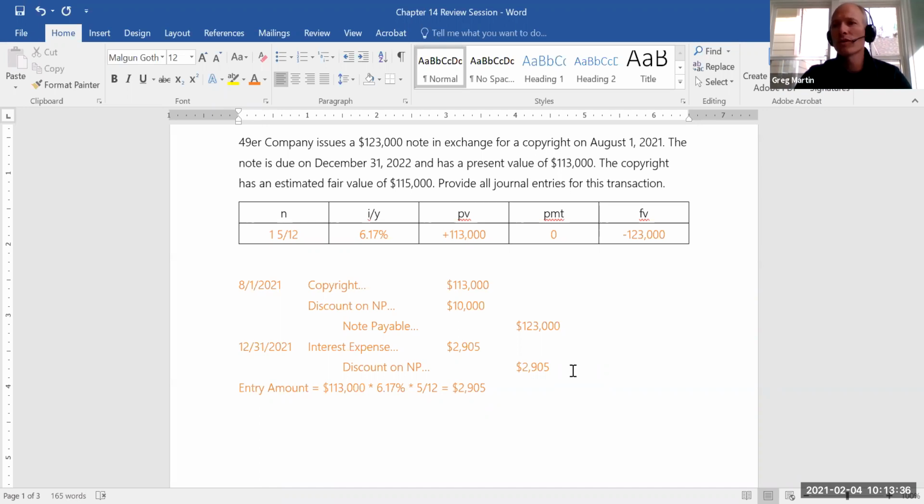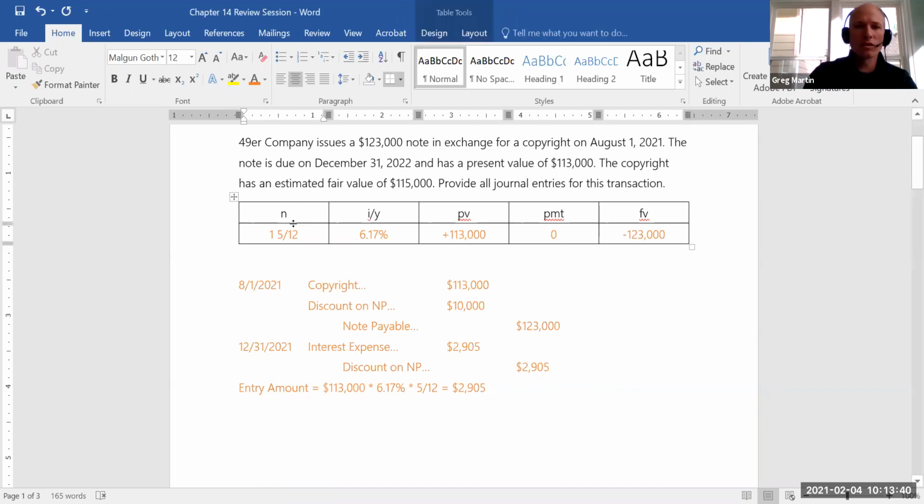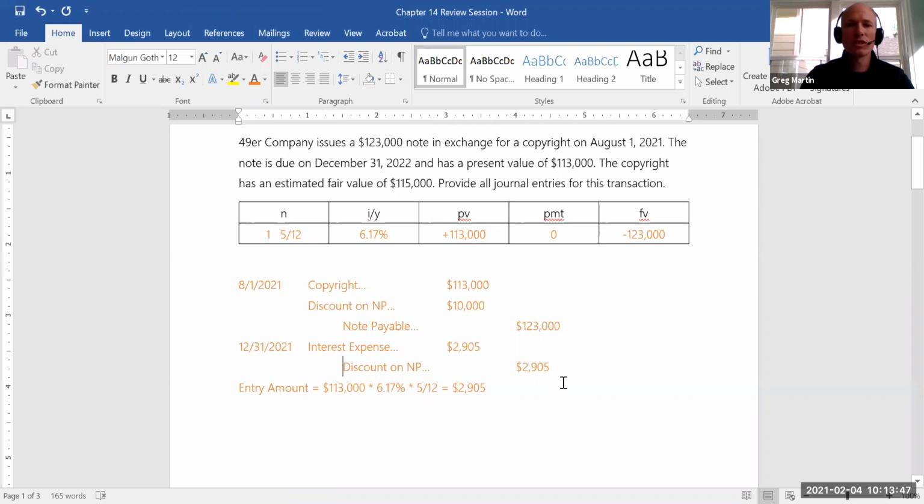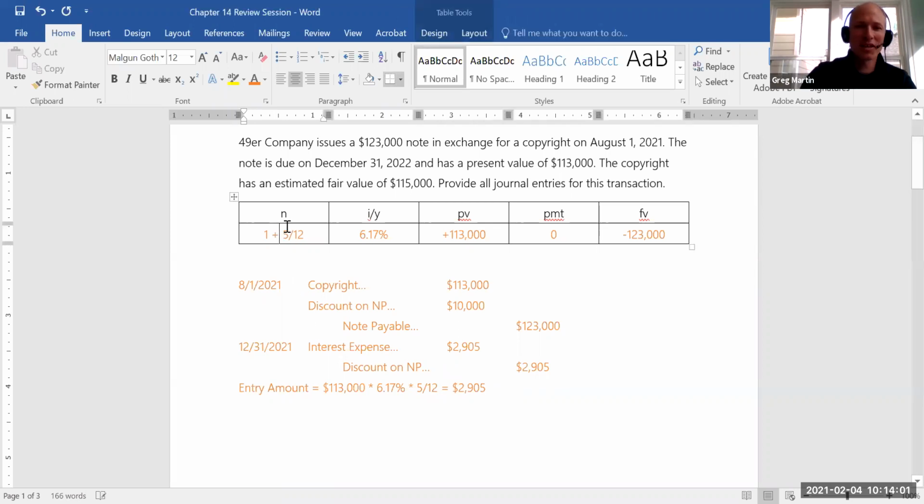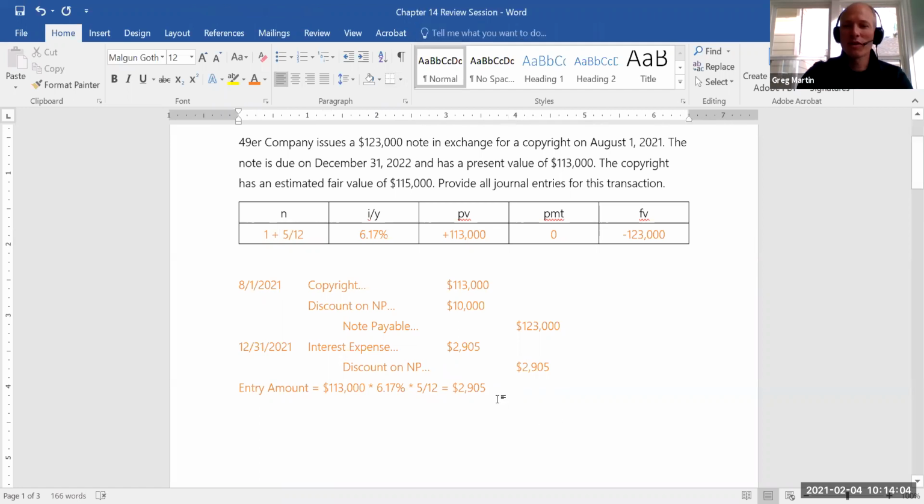15, it's 5/12. Someone asked for the N, it's 1 and 5/12. I don't know if I can make a bigger space. It's 1 year and 1 and 5/12 years, not 15/12. It'd be 17/12. Yeah, I could put a plus. That's a good point. It's 1 and 5/12. All right.